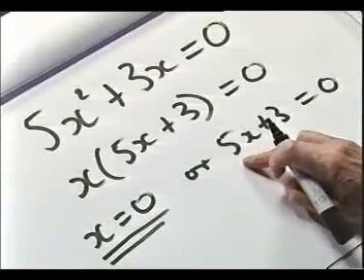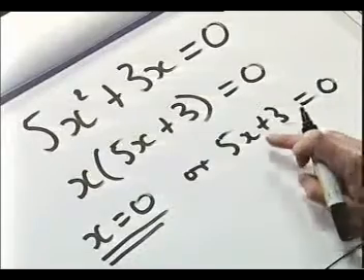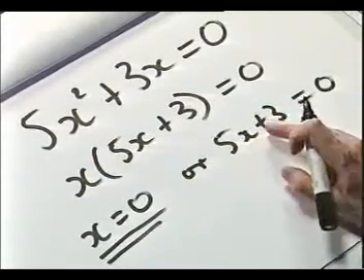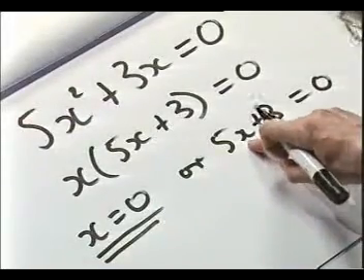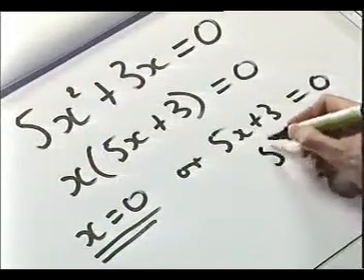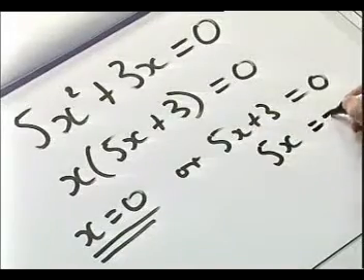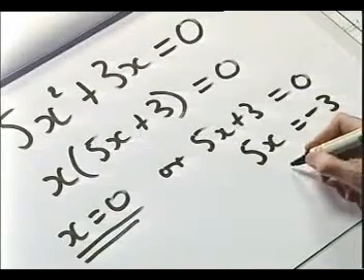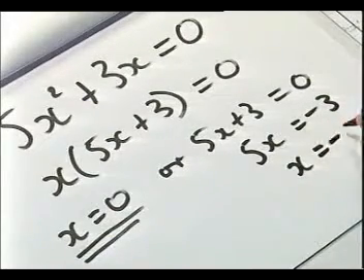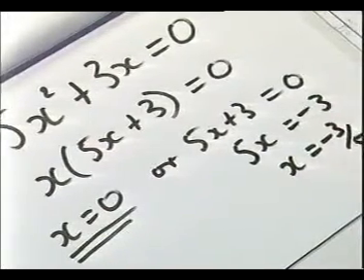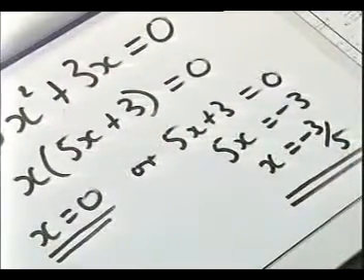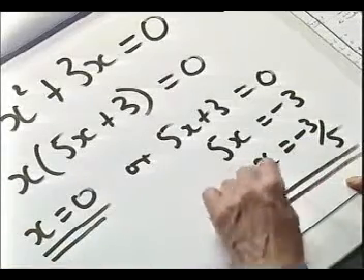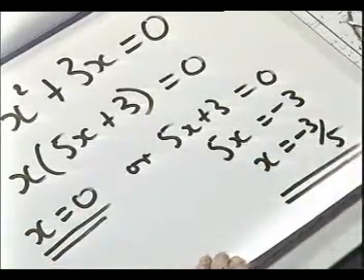And now this is just a simple linear equation. Linear, remember, because it's just got an x in it. No x squareds, no x cubes, no 1 over x's, just an x. And this solves quite easily. 5x equals minus 3, taking 3 away from both sides, and then dividing both sides by 5, minus 3 over 5. So there are my two solutions, x equals 0 and x equals minus 3 over 5.